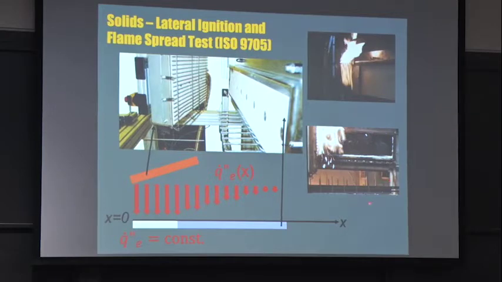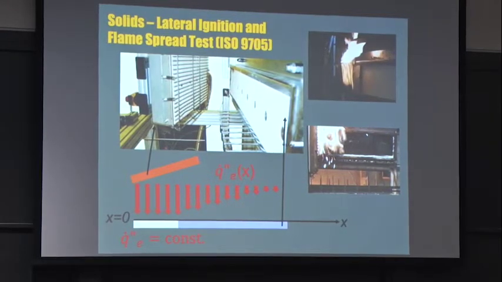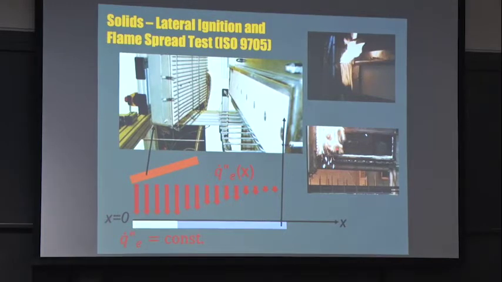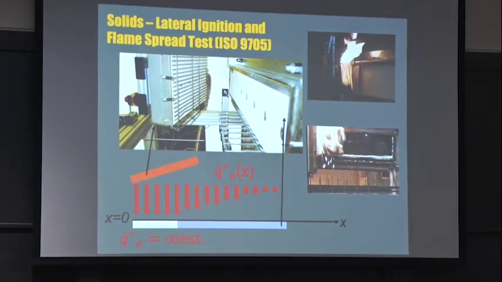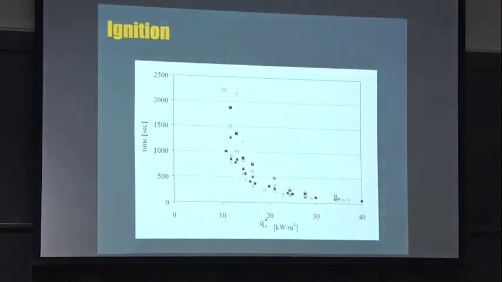They are separated by a fixed distance. So you and your stopwatch figure out when the flame reaches this stick, you hit the stopwatch. When the flame reaches the next stick, you hit the stopwatch, and that's how you calculate the flame spread. Is that okay? Very simple, very basic test. Okay, so the ignition test.